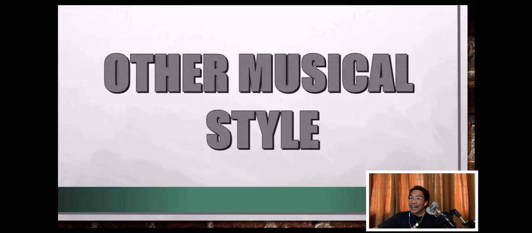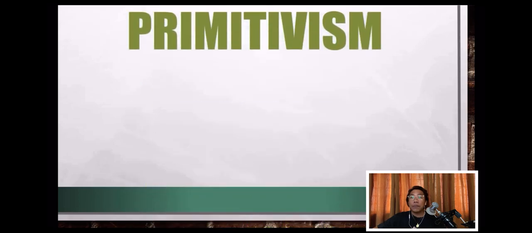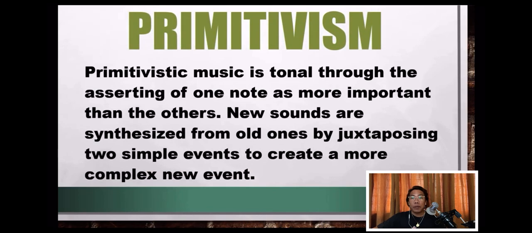Now let's proceed, class, with another musical style, starting with Primitivism. Primitivism music, class, is atonal through the asserting of one note as more important than the others. New sounds are synthesized from old ones by juxtaposing two simple events to create a more complex new event.